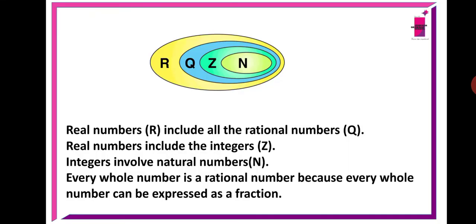So, real numbers include all the rational numbers. Real numbers include all the integers. Integers involve natural numbers. Every whole number is a rational number because every whole number can be expressed as a fraction.